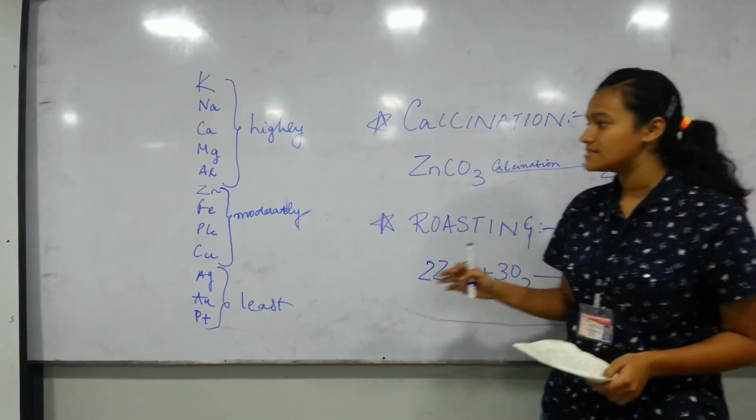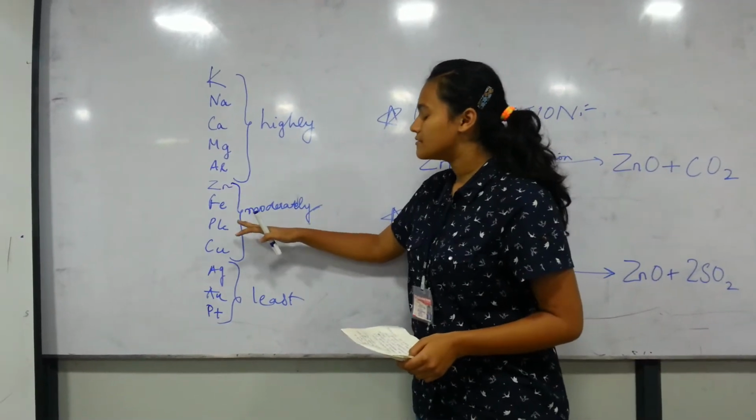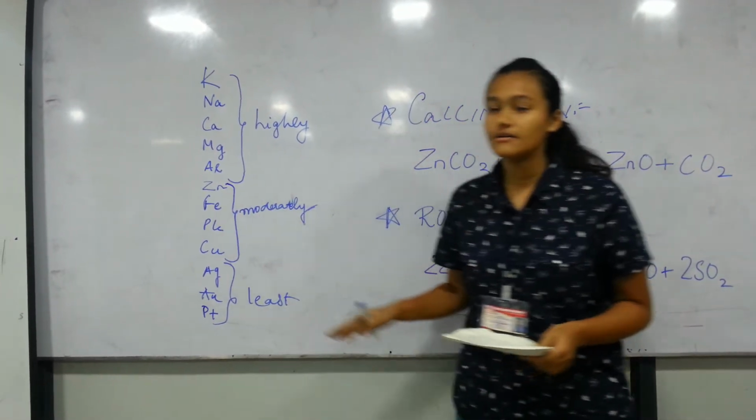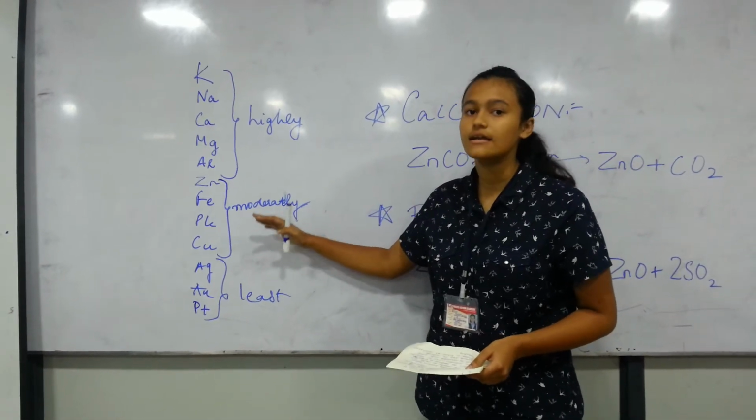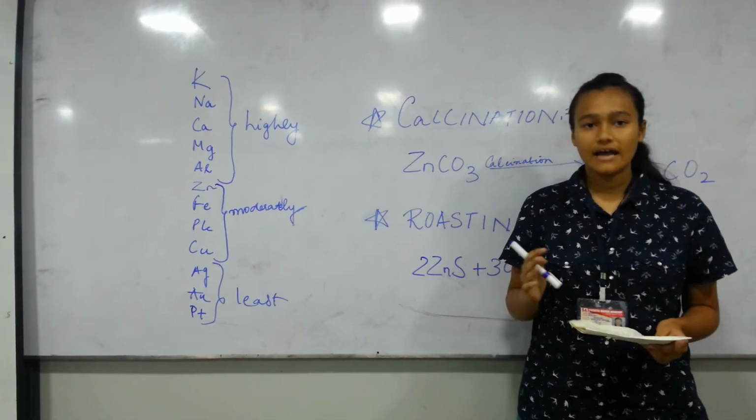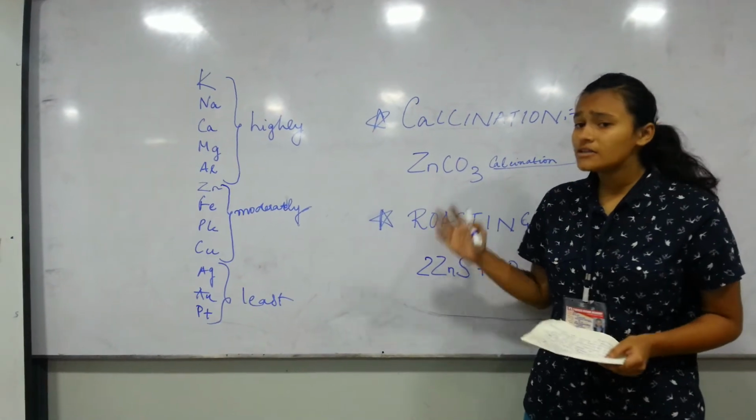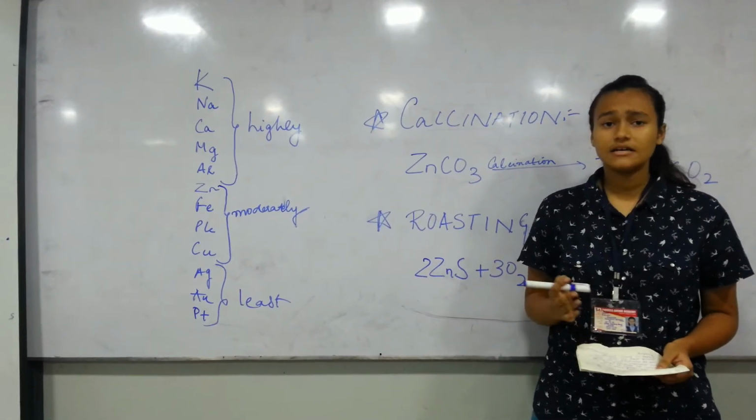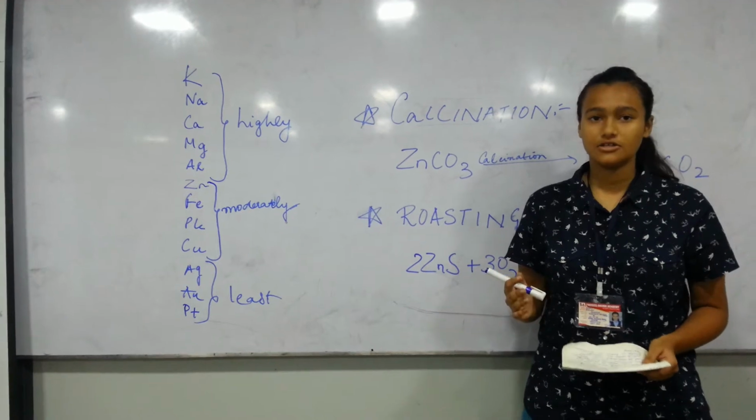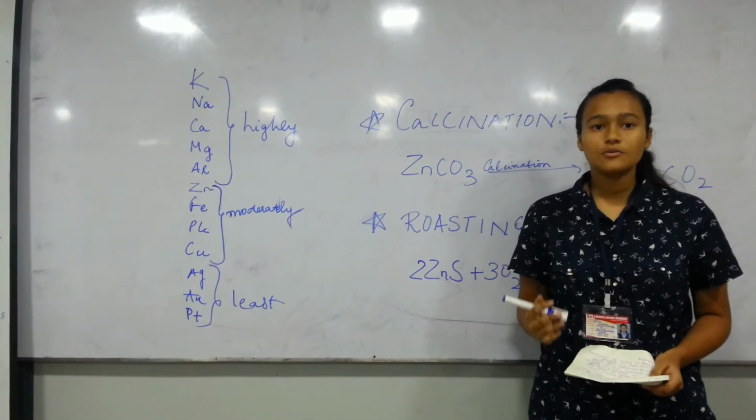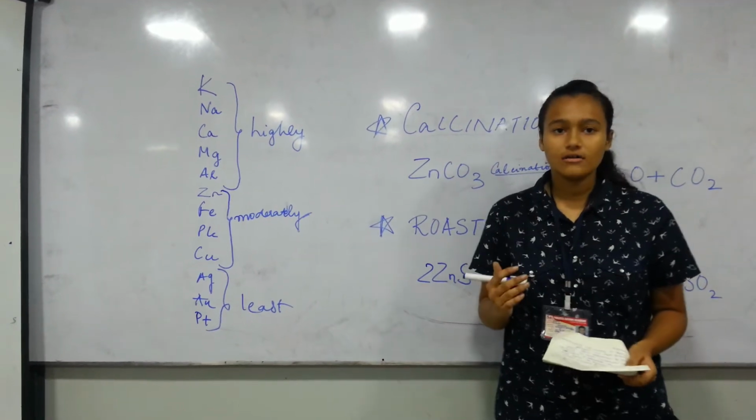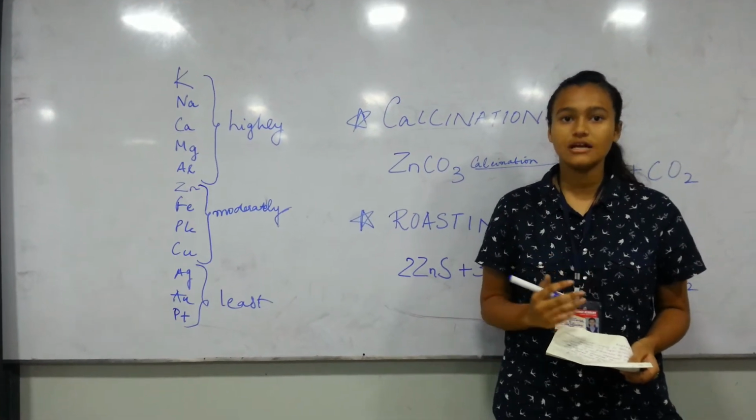Moderately reactive metals such as zinc, iron, copper and lead are there in the middle of the reactivity series and are also known as moderately reactive metals. Many of the moderately reactive metals occur as oxides in nature, but some occur as carbonates and sulfide ores. These have to be converted into metal oxides by the process of calcination and roasting.